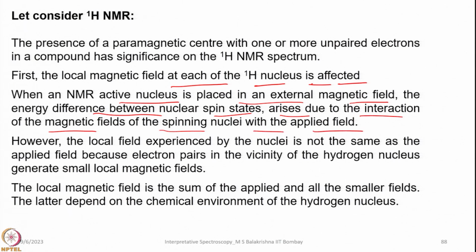However, the local field experienced by the nuclei is not the same as the applied field, because the electron pairs in the vicinity of the hydrogen nucleus generate small local magnetic fields. And these magnetic fields, as I had mentioned earlier, can align with the magnetic field or they can oppose the magnetic field. Depending upon their alignment, we will see some sort of shifts and also further splitting. The local magnetic field is the sum of the applied field and all the smaller fields. The latter depend on the chemical environment of the hydrogen nucleus. This is very, very important. So all these chemical shifts essentially depend on the chemical environment of the hydrogen nucleus.